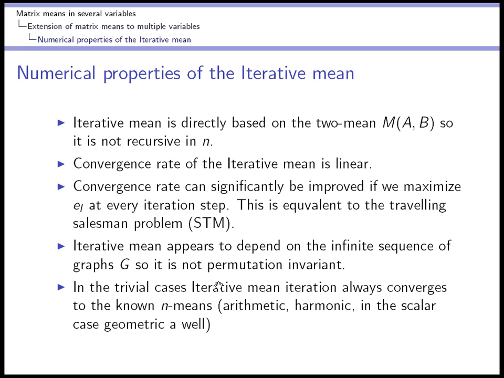The iterative mean, as I've said, has a disadvantage: it seems to depend on the infinite sequence of graphs, so it is not permutation invariant. Although, in the trivial cases of the arithmetic and harmonic mean for positive definite matrices, we get back the corresponding n-mean. And in the case of the geometric mean for scalars, we get back again the n-variable geometric mean. In the matrix case, we don't have a well-defined n-variable geometric mean, although there are several definitions in the literature. So this could be one possible definition, if we fix an infinite sequence of graphs.